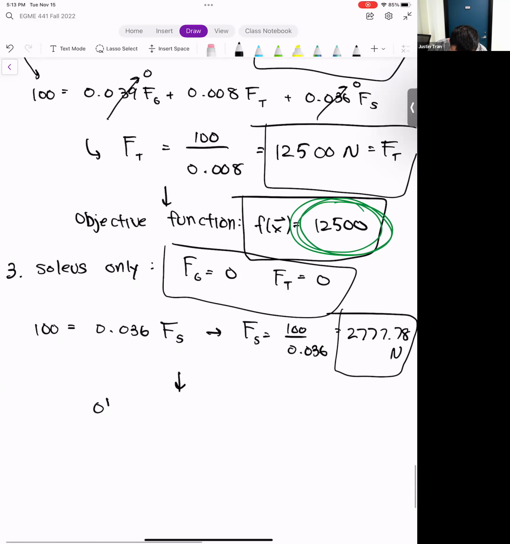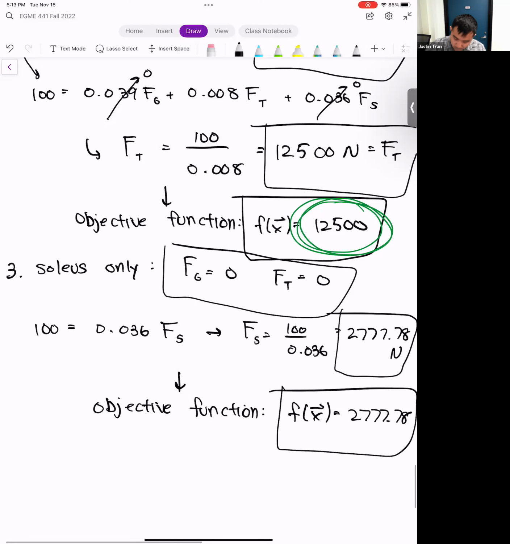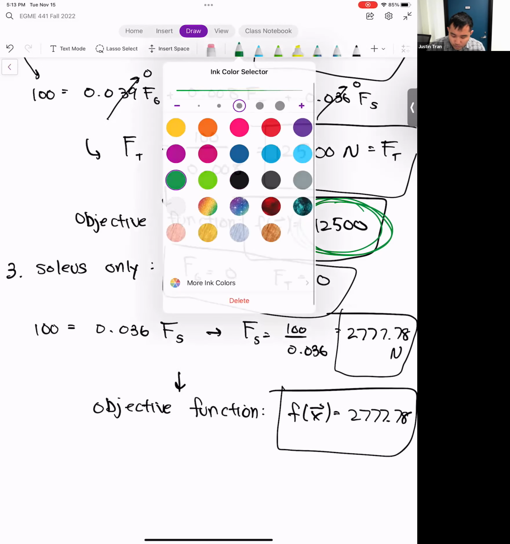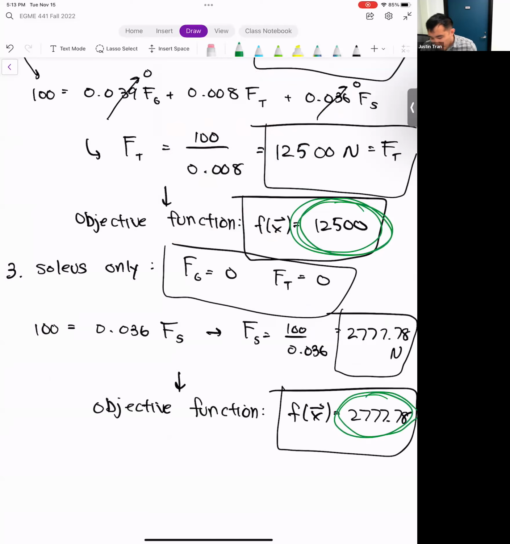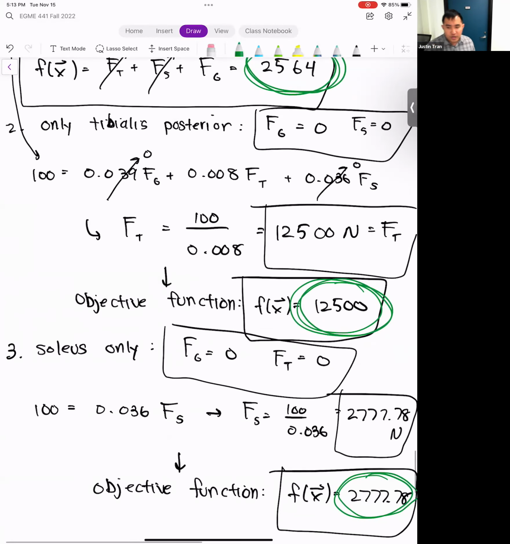Let's compute our objective function. And so under the third guess, our objective function, much better this time, we get 2,777.78 for our objective function. But once again, if you compare this to our first guess, the first guess is still superior because it has a lower objective function. Okay.